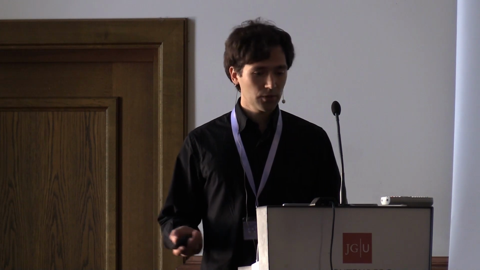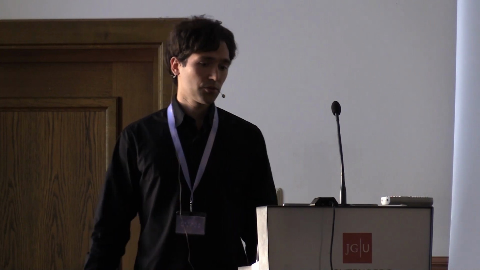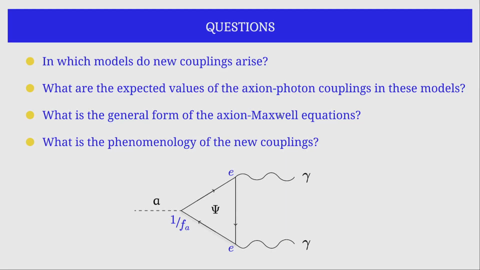So maybe we get some new couplings, and we'll see that we do get them. Of course, the interesting question is, what is the phenomenology of these new couplings? And to answer the first question, in which models these couplings arise, let us remember how the axion-photon coupling arises in the first place in the models which we know. So in these models, axion interacts with photons through a loop of some fermion. Say in the case of KSVZ models, this is some new heavy quark which has a mass way higher than the low energy scale of the standard model here.